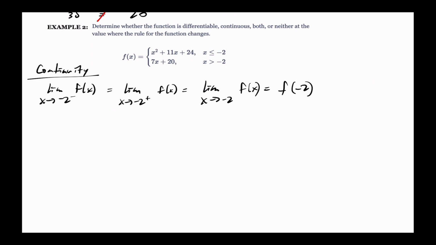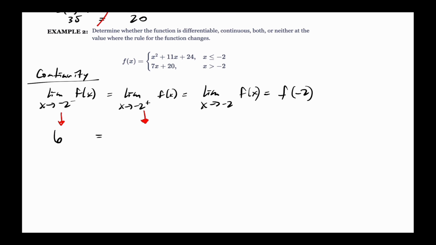Okay. So the limit as x approaches -2 from the left, I'm going to plug into the top. When I do that, -2 squared is 4, 4 minus 22 is negative 18. We get 6. Yep, okay. And then I plug it in here, negative 2 to the second one, and I get also 6, which means that equals 6.